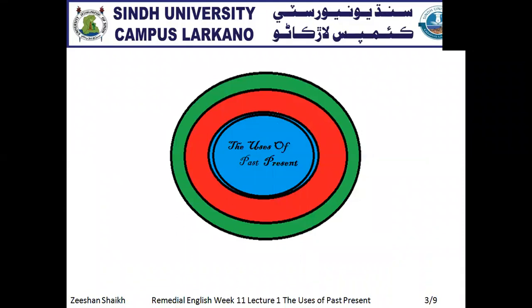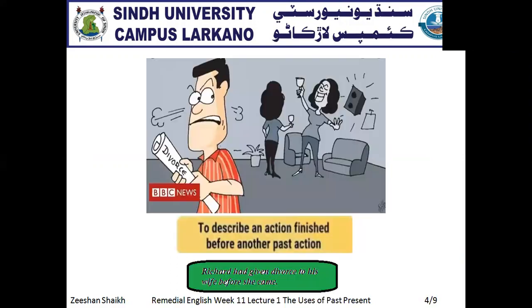Now we have some different uses of past perfect. Now let's have a look. We use past perfect to describe an action finished before another past action. As I already gave you the example, whenever we have two past tenses, the first action, the first sentence, which is completed before, would be your past perfect. And the action or sentence or tense which comes second or last would be your past simple.